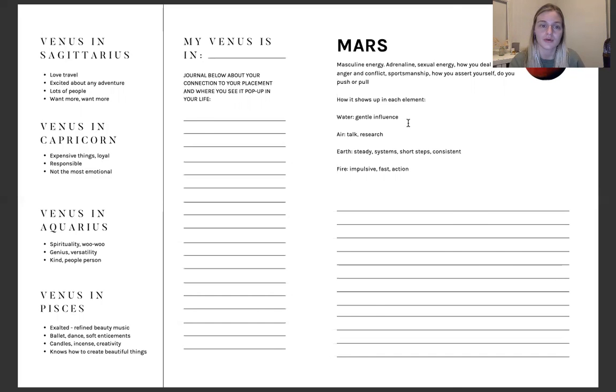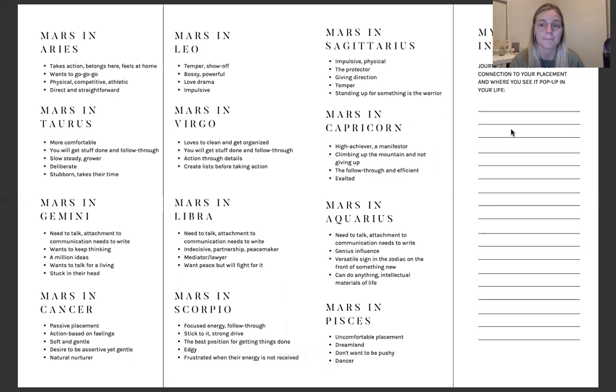Now we go through and look at all of them. You're going to find yours, circle it, highlight it, see how it really connects to you, and then journal about it and see how it shows up in your life. So I was kind of saying mine, I have Mars in Virgo. So I have written down here: loves to clean and get organized, loves to get stuff done and follow through, action through details, creates lists before taking action. I have a wall right over there with five different lists of things that I have to do.